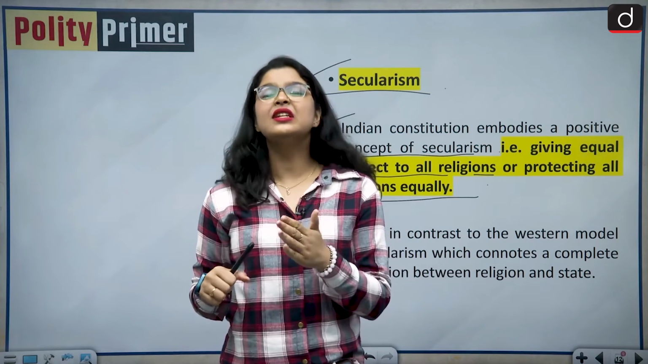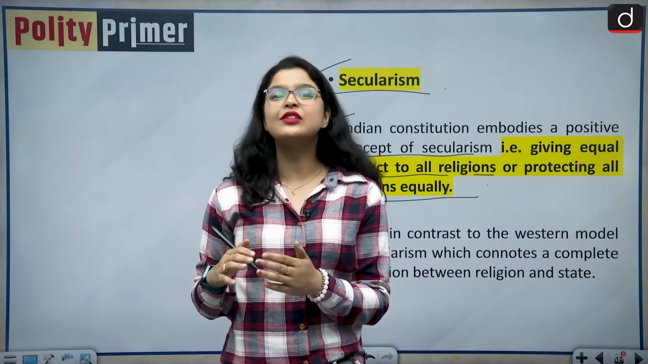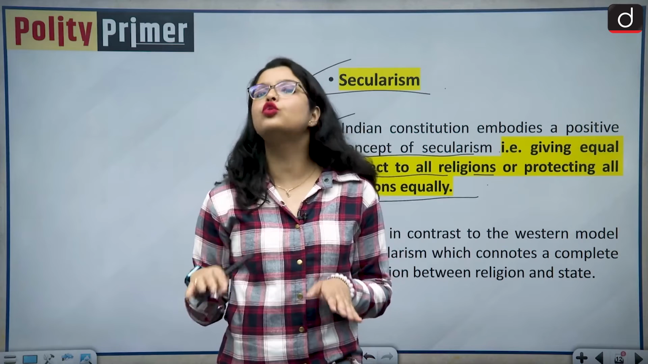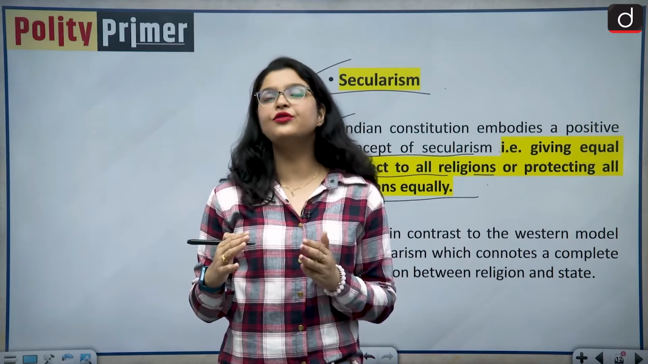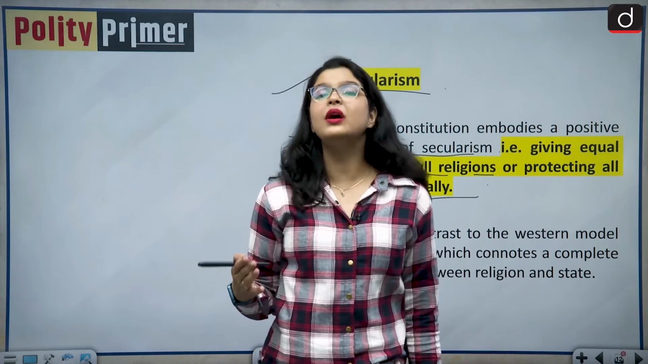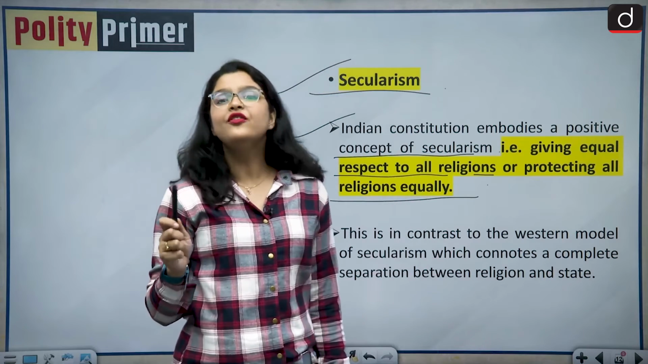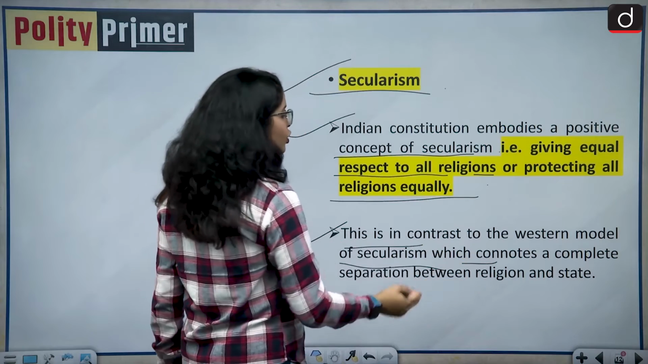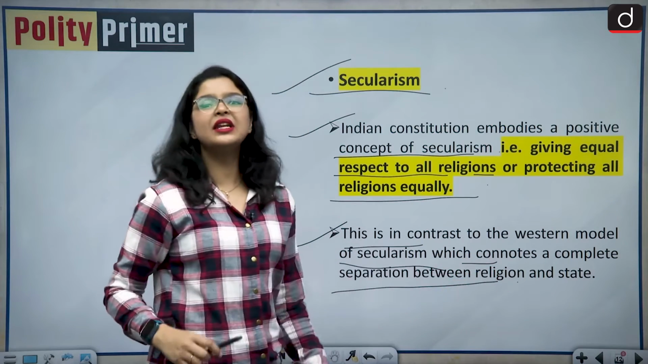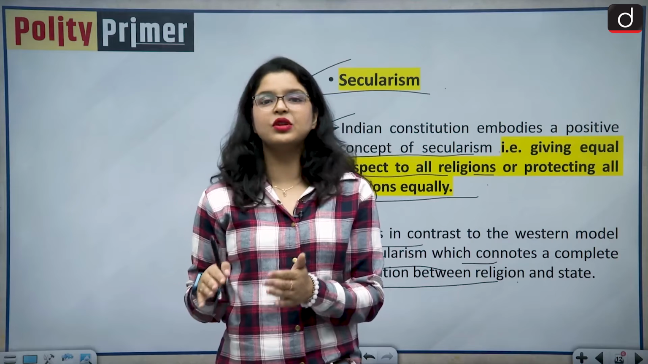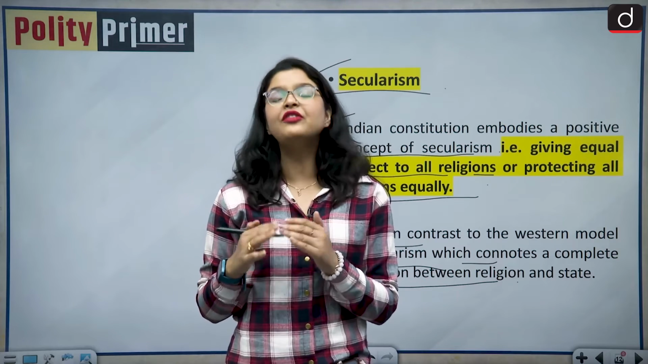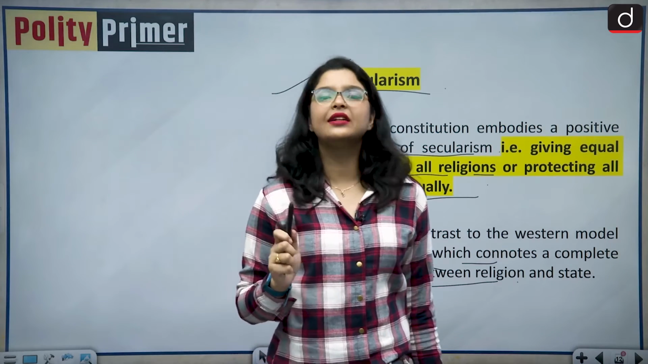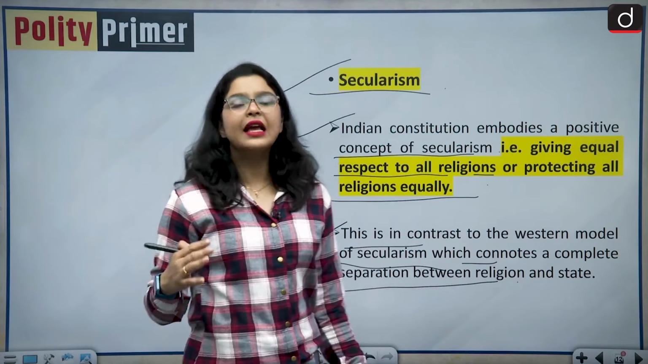In India, religion is a private affair of individuals. The state has no role towards religion. The state has no religion, and this is the distinctive feature of our Indian constitution, that we follow an Indian version of secularism and not the Western model of secularism. This is in contrast with the Western model, which connotes a complete separation between religion and state. In India, the state can regulate religion, but we have freedom of religion, and we consider religion to be a private affair, not the affair of the state. So we follow an Indian version of secularism. Okay.